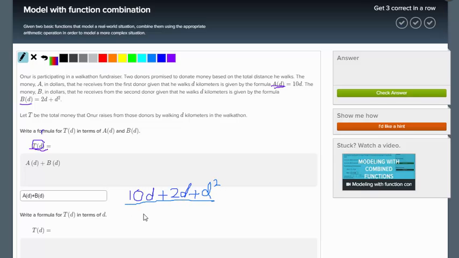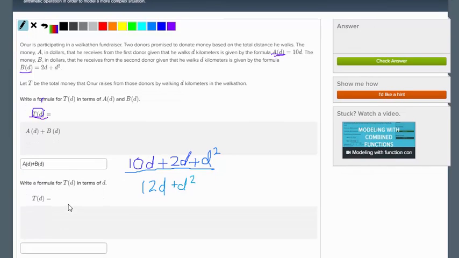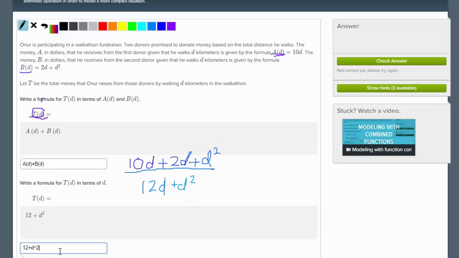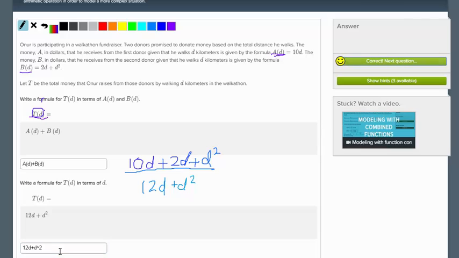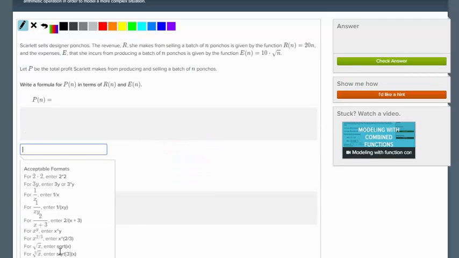10D plus 2D is 12D plus D squared. So that's what should be in this box down here. 12D plus D squared. I forgot my D. 12D plus D squared. Always helps when you type in the right answer, right? Silly me. Well, we got another one.